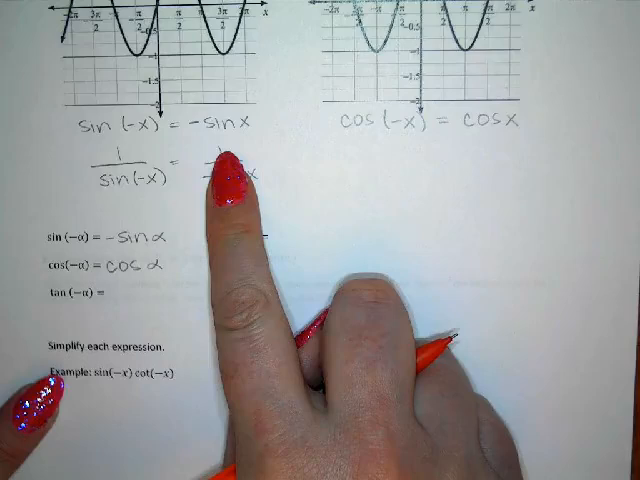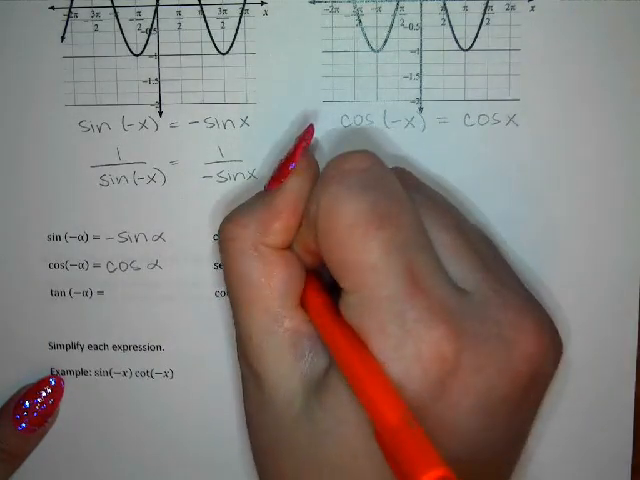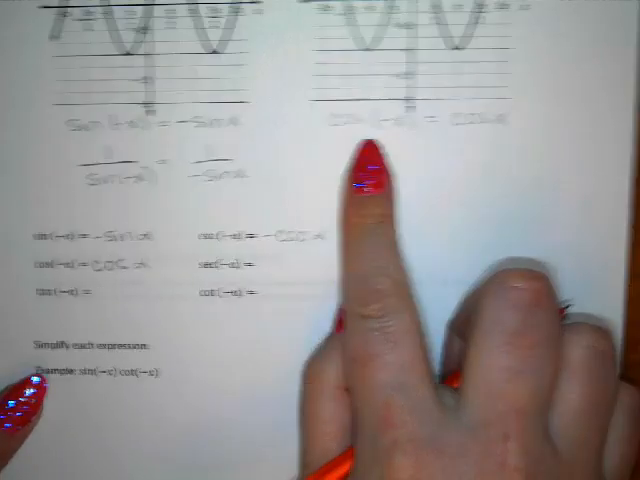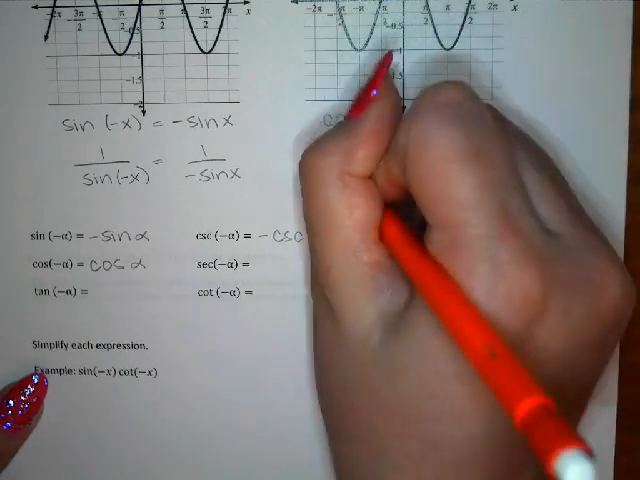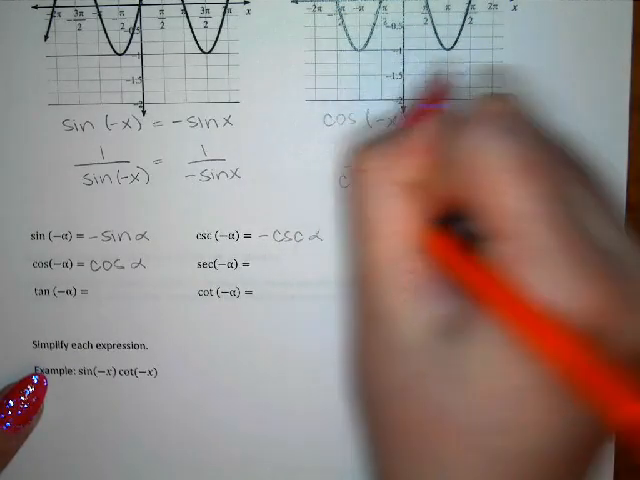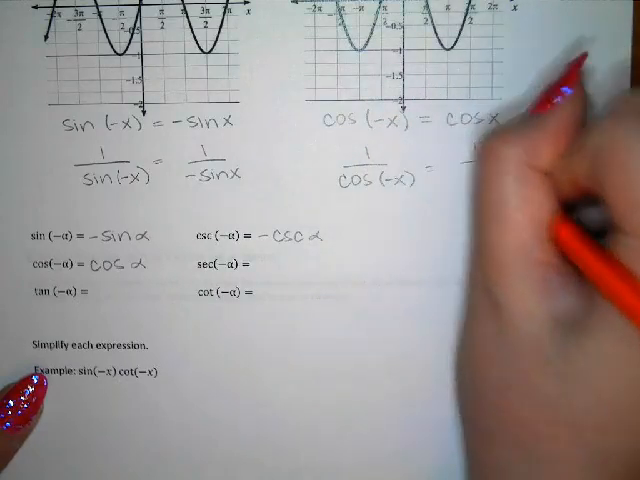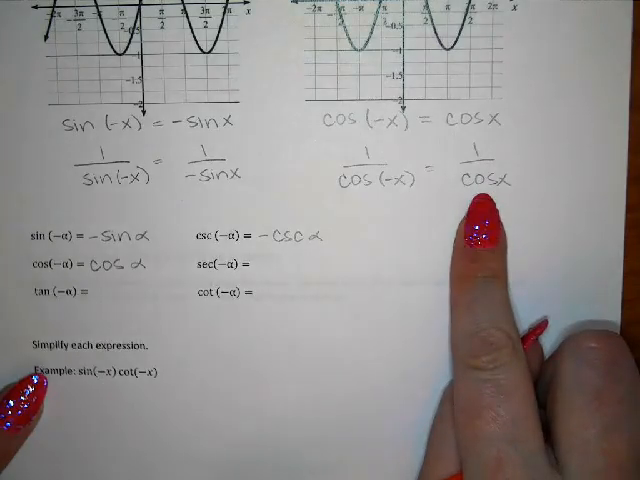Over here, if we take cos and do the reciprocal function, 1 over cos of negative x, we just get 1 over cos. And so that's the positive fraction. That means this is secant, and if we plug a negative angle into secant, we're just going to get the positive version of secant.